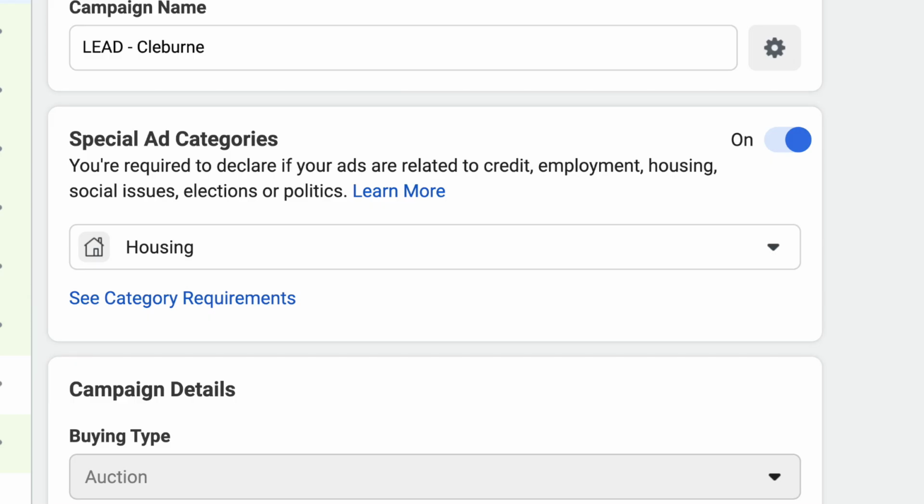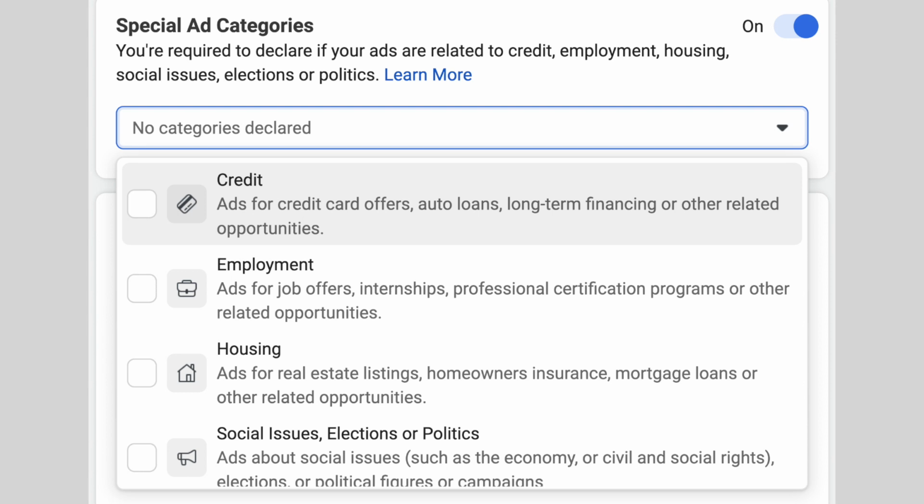Now, most of the time, the error message or the rejection is not being triggered because of the campaign that you selected, unless you're running an ad in the special ad category or running an ad that should be highlighted in the special ad category. So if you're running an ad that has to do with credit, employment, housing, or social justice issues or political campaigns, then you do have to select that the ad that you're running is in the special ad category. Now, if you are running an ad in that special ad category, the easiest fix is going to be for you to just toggle on that you're running an ad in that category, and boom, the problem is solved. Now, if you're not running an ad that has to do with the special ad category, then there's not much troubleshooting that you need to do at the campaign level.